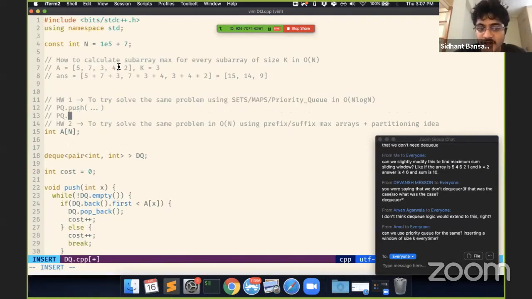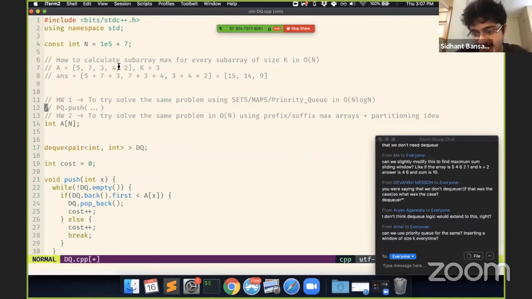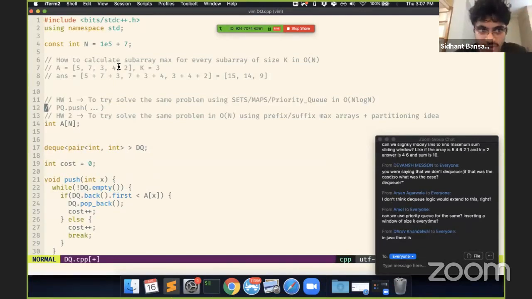But there is no PQ dot erase for a particular element. You can't erase a particular element in a priority queue. You have that functionality in sets, but you don't have that functionality in a priority queue. So the interesting thing is, how do you erase stuff from a PQ? But you can do that, so it's a good practice.